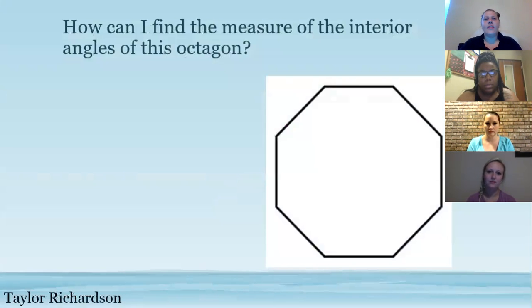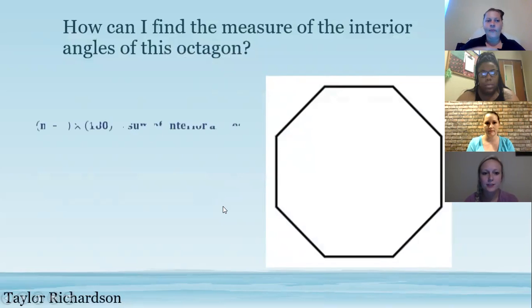Taylor, how can I find the measurements of the interior angle of this octagon? All right, we are going to use our interior angles formula to find this answer. This formula is n minus 2 times 180, and this will give us the total sum of the interior angles. So once we get this number, we're not finished with this question yet.